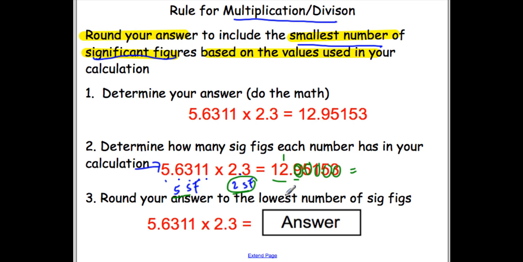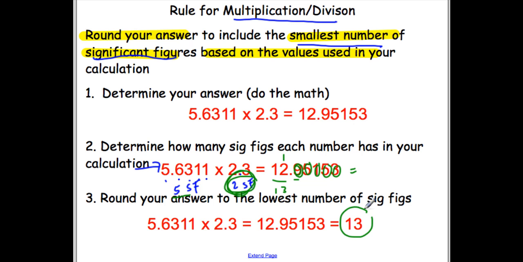This would be equal to 13.00000. But remember, I said that I had to have 2 sig figs because that was the lowest number that I started with. So I've got 13.000. If I want to drop this down to only have 2 significant figures, I've got to start taking off zeros until I get there so that I only have 2. So when I round this, my correct answer, rounded to the appropriate number of significant figures, would be 13.